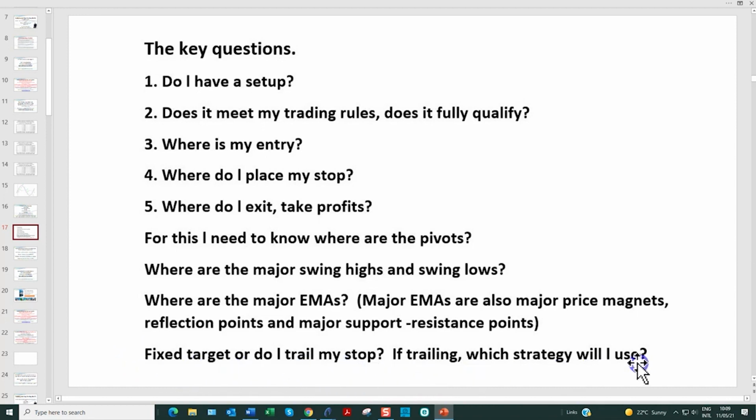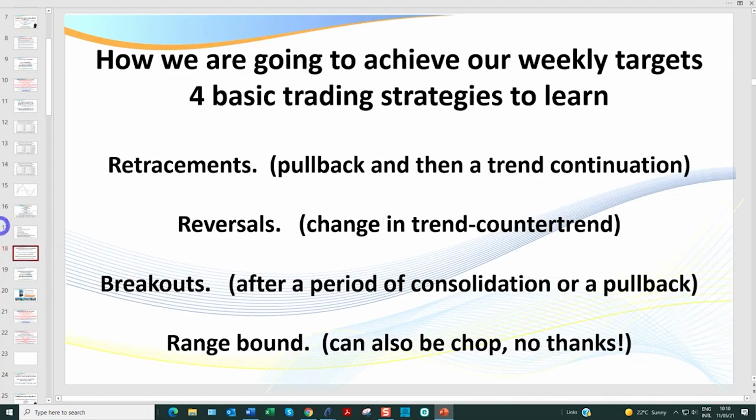And if trailing, which strategy will you use? If you're trading, say, one contract, I'm recommending that you stay focused really on having a fixed target initially. Now, how are we going to achieve our weekly and daily targets? The reason I prefer to say weekly is that if you have a target at the end of a week and you have a down day, it's not so devastating.